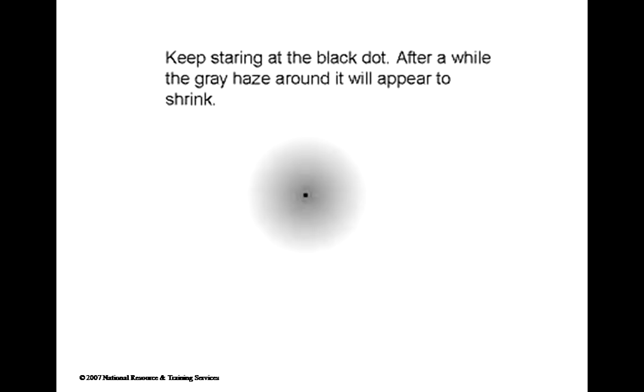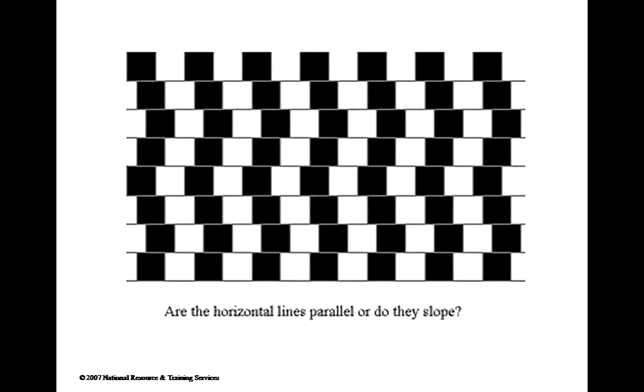Many of you have probably seen this before. If you keep staring at the black dot at the center of the page, after a short while the gray haze around it will appear to shrink. Are the horizontal lines parallel or do they slope? Most people, matter of fact 9 out of 10, say that the horizontal lines slope when actually they're parallel. About the only way that I could tell is to take a ruler and hold up to them.